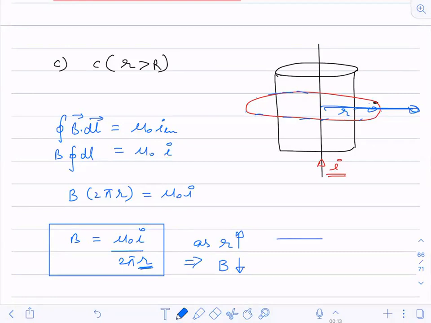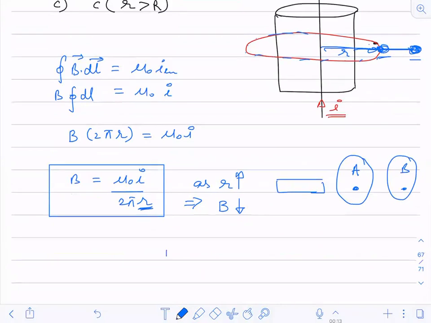Suppose you have a magnet, and you keep iron filings or iron nails at this point and at this point. I can say that the magnetic force experienced by nail A is much larger than the magnetic force experienced by nail B. So this is what will happen. If you compare the magnetic field at this point and at this point, the magnetic field will be much weaker at this point as compared to this. So it is inversely proportional to r.